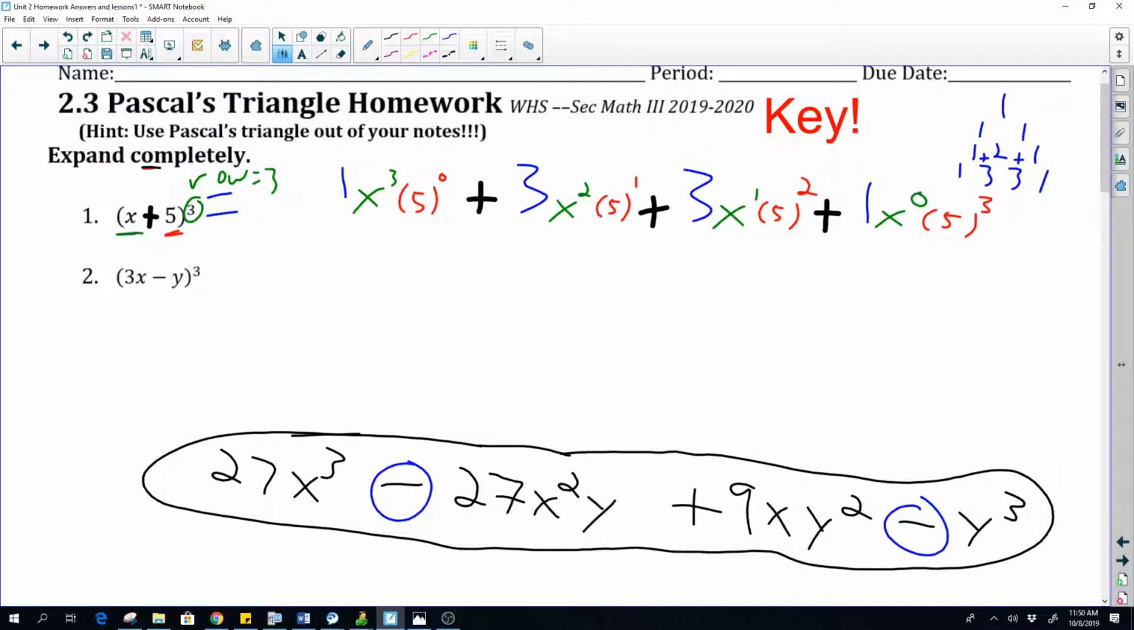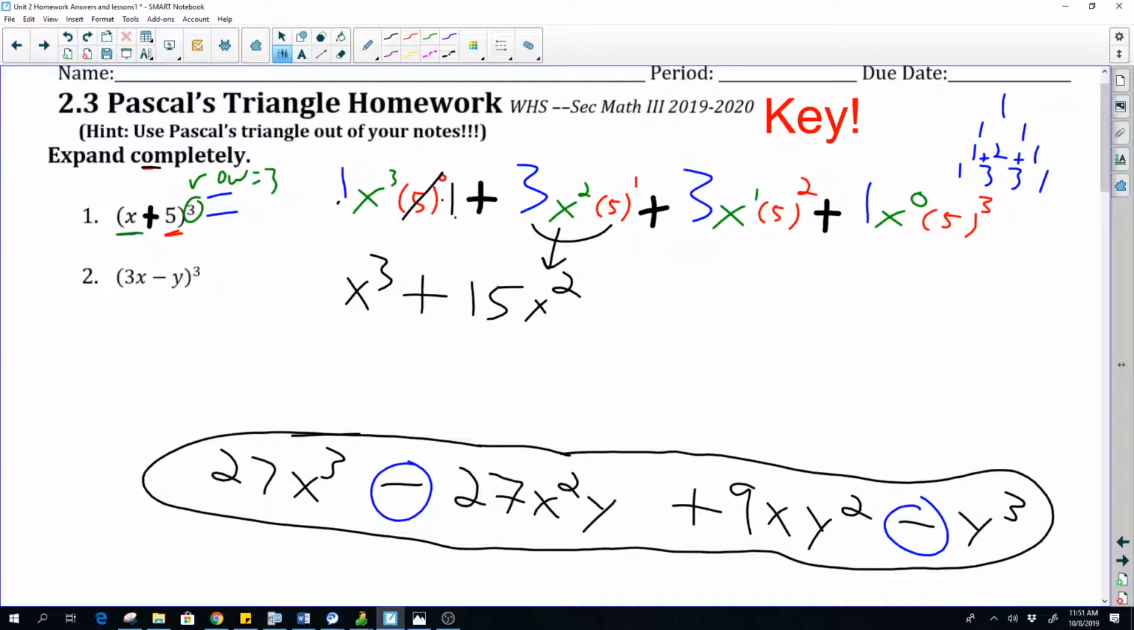So 5 to the 0 power is just a 1. And so we have x cubed times 1 times 1 is just x cubed. So there's the first part of our answer. Then we're going to do 3 times 5, and 3 times 5 is 15, because 5 to the first power is just 5 times 3. Then x squared. Bring down the x squared.